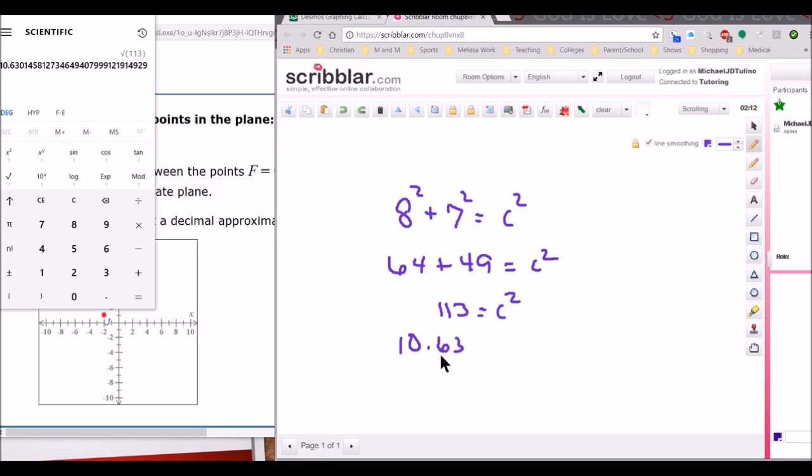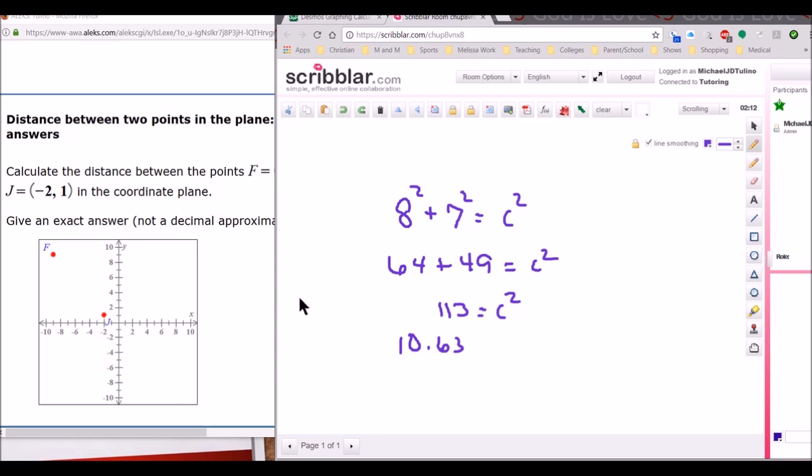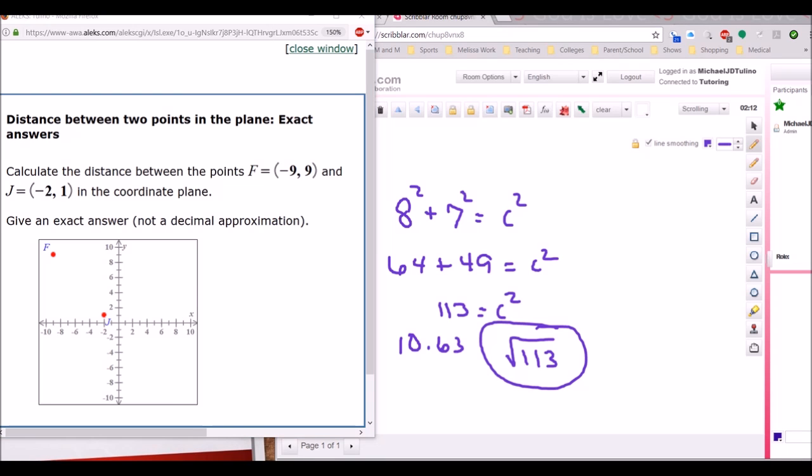All right, so 10.63. And let's make sure here. Oh, it says give an exact answer, not a decimal. Okay, so let's go back. An exact answer would be the square root of 113. So this here would be more of an exact answer. Why? Because it does say exact. So we want to make sure we distinguish that. All right, so let's keep going.